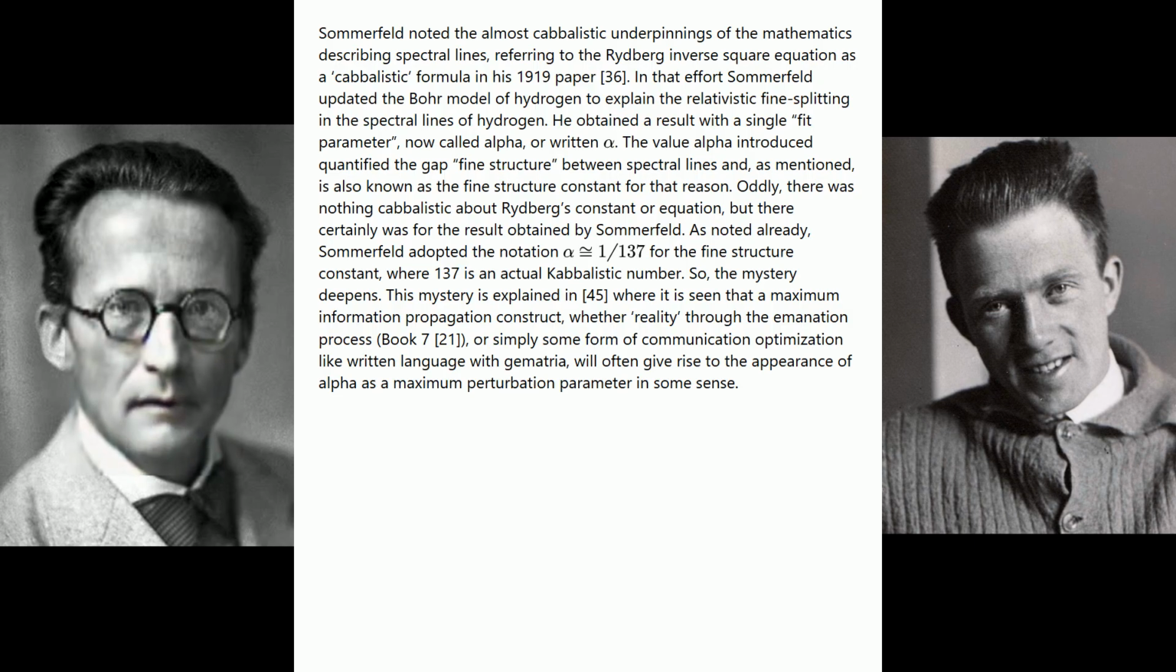Oddly, there was nothing Kabbalistic about Rydberg's constant or equation, but there certainly was for the result obtained by Sommerfeld. As noted already, Sommerfeld adopted the notation alpha approximately equals 1 divided by 137 for the fine structure constant, where 137 is an actual Kabbalistic number. So, the mystery deepens. This mystery is explained in where it is seen that a maximum information propagation construct, whether reality through the emanation process Book 7, or simply some form of communication optimization like written language with gematria, will often give rise to the appearance of alpha as a maximum perturbation parameter in some sense.